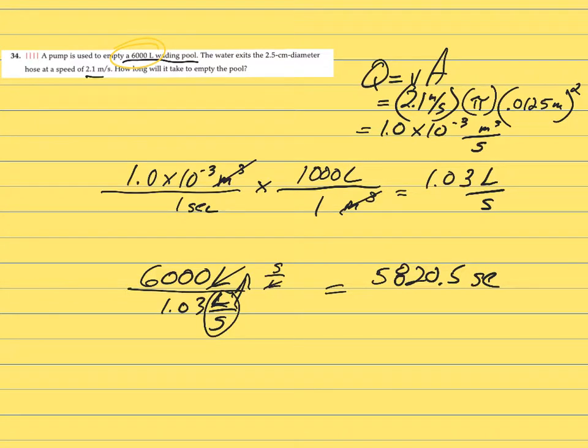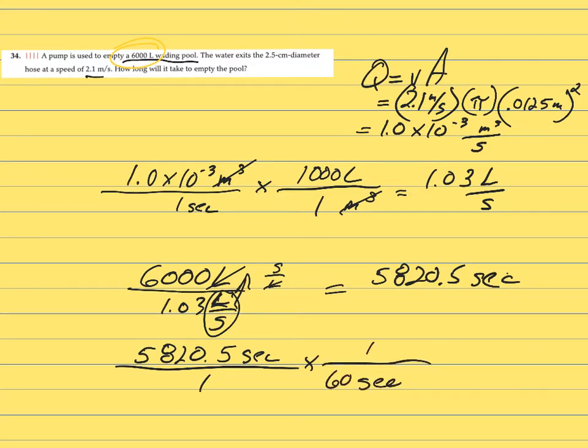Let's divide that 60 seconds out of there to get minutes. Okay, I'll do it the right way. So then you take 5,820.5 seconds. The number you don't like goes over 1. And let's start canceling units. There's 60 seconds in 1 minute. So I'm basically dividing that out by 60, and I get about 97 minutes.